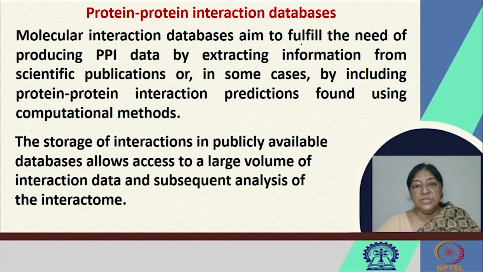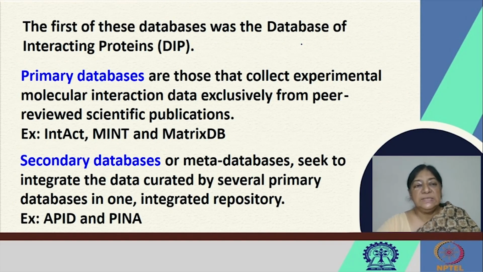So we have the storage of these interactions in publicly available databases that allow access to a large volume of interaction data that can give us insights into protein-protein interactions. To look at this, there is the database of interacting proteins. There is a primary database, which is the collection of experimental molecular interaction data exclusively from peer-reviewed scientific publications. So protein-protein interactions reported will get a place in this primary database.